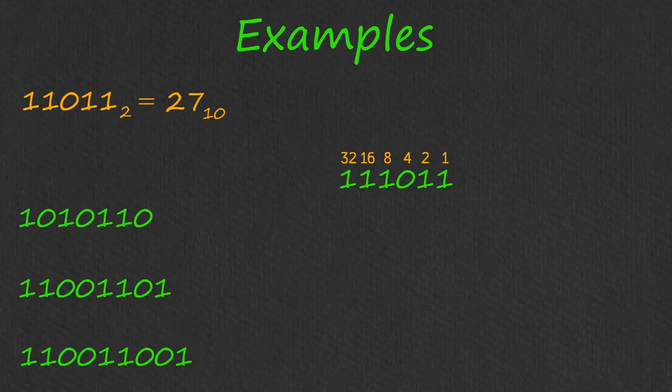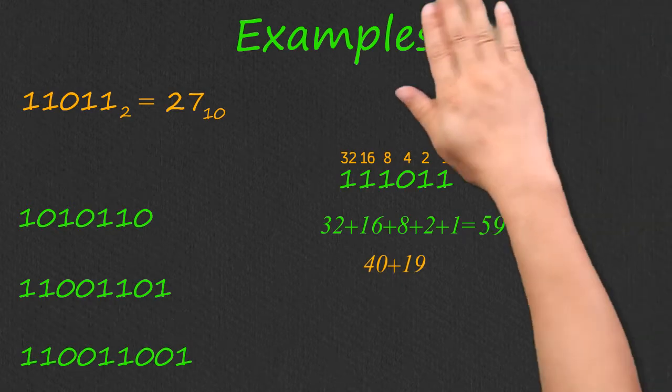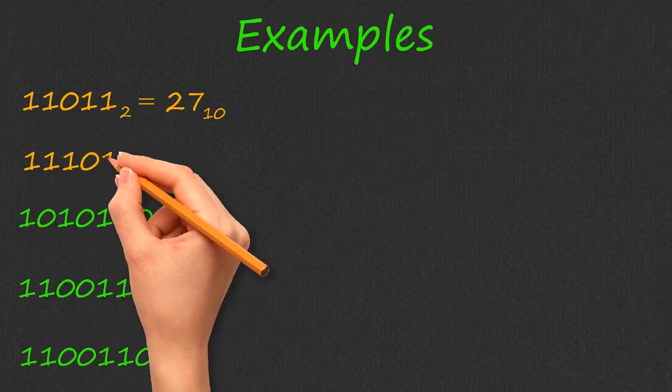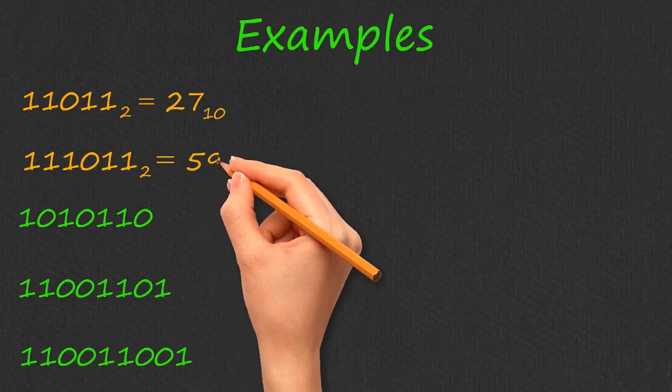Then we pick out the place values with a 1 under them, which are 32, 16, 8, 2, and 1. Then we just have to add them up. 32 add 8 makes 40, 16 add 2 and 1 makes 19. So the final sum is 40 add 19, which is 59. All that is left now is to write out the answer neatly. 111011 in binary is equal to 59 in decimal.